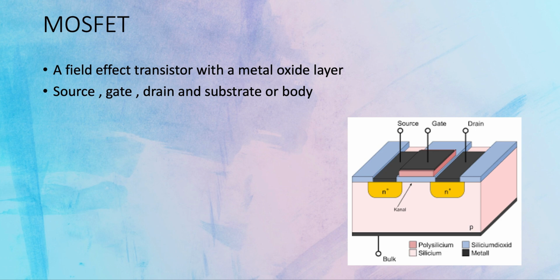Now, we'll look into the next type called the MOSFET, the metal oxide field effect transistor. This is a field effect transistor with a metal oxide layer. These MOSFETs also have the same three terminals, source, gate and drain, along with an extra terminal called the substrate or the body.